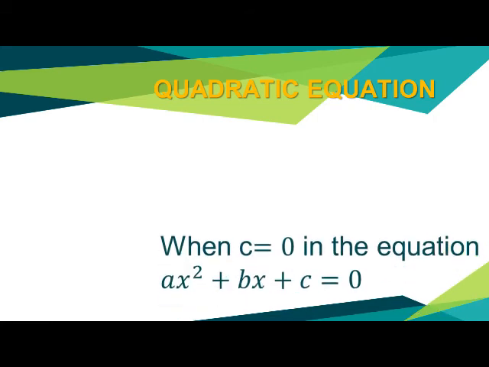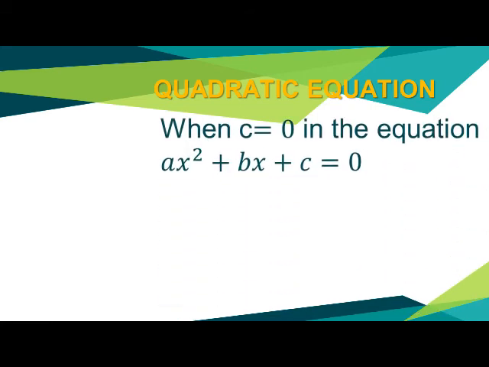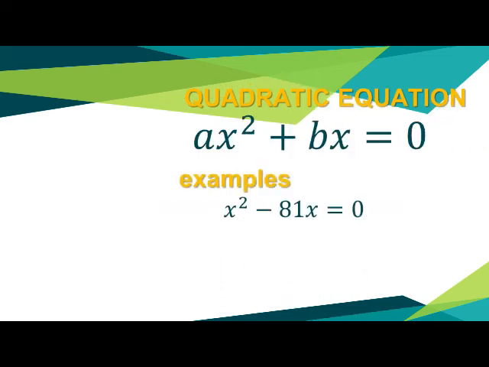When c is equal to 0, in the equation ax squared plus bx plus c is equal to 0, it results in a quadratic equation of the form ax squared plus bx is equal to 0. Like for example, equations such as x squared minus 81x is equal to 0, 2x squared plus x is equal to 0 are quadratic equations of the form ax squared plus bx is equal to 0. In the equation, the value of c is equal to 0.